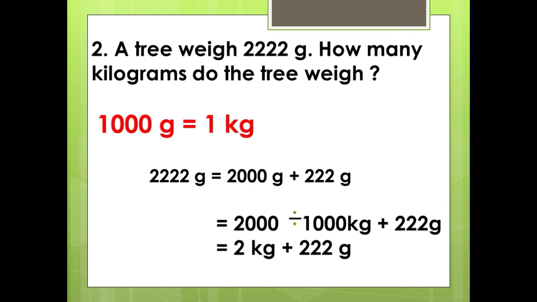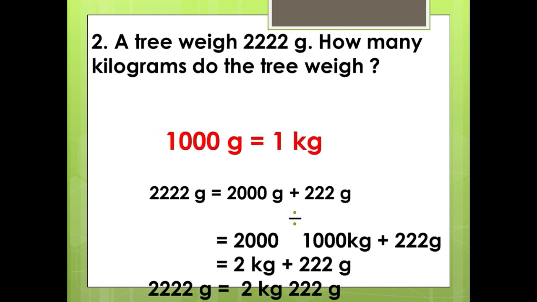So we are dividing by 1000. 2000 divided by 1000 is 2 kilogram. 2 kilogram plus 222 gram. See the units, children. It is kilogram and gram. So we can't add. We are writing as it is. 2 kilogram, 222 gram. So 2222 gram equals 2 kilogram, 222 gram.